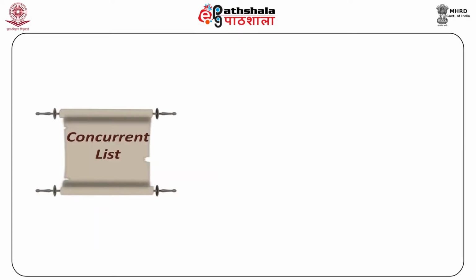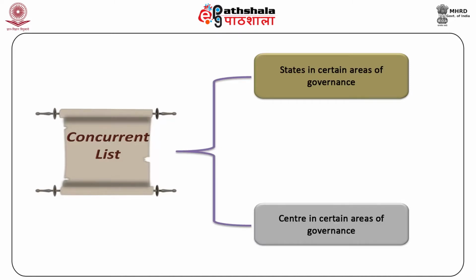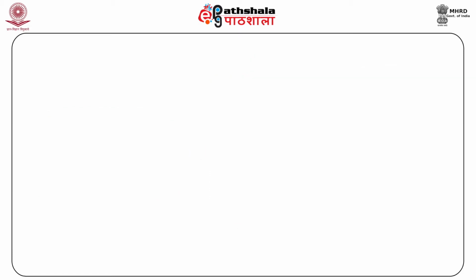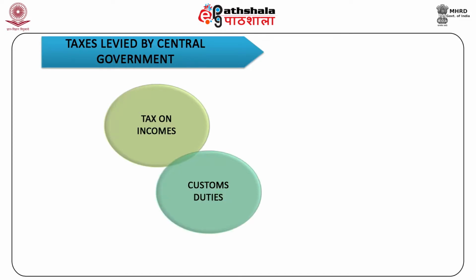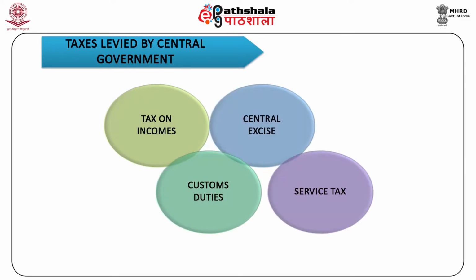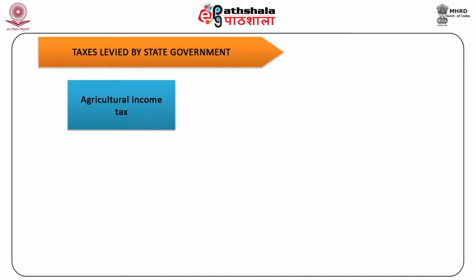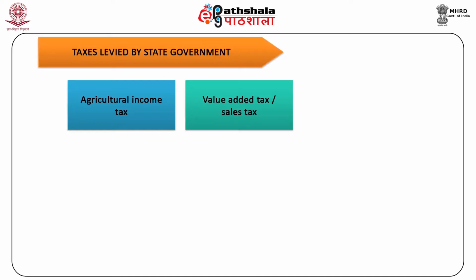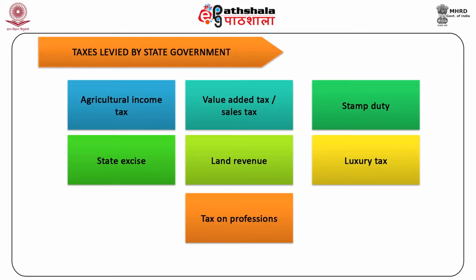The concurrent list consists of concurrent powers of states and the center in certain areas of governance. No major source of tax revenue is included in this list. In the federal system, the taxes levied by the central government are tax on incomes, customs duties, central excise, and service tax. The state government levies agricultural income tax, income from plantations only, value added tax, sales tax, stamp duty, state excise, land revenue, luxury tax, and tax on professions.